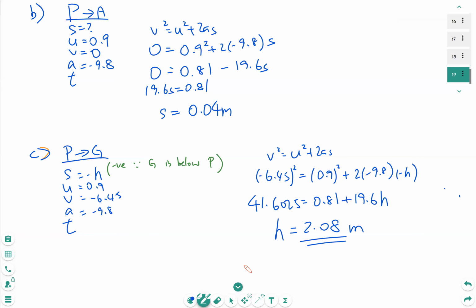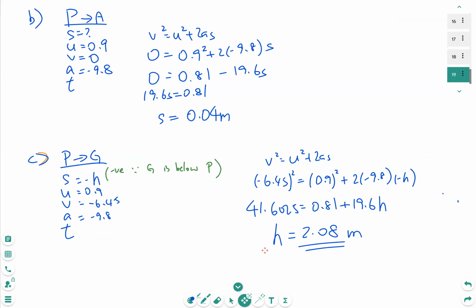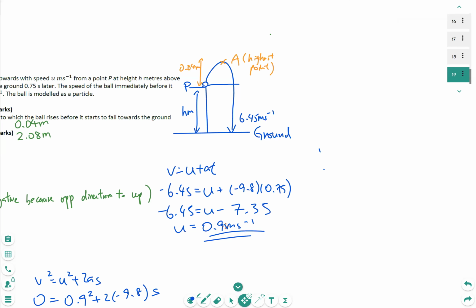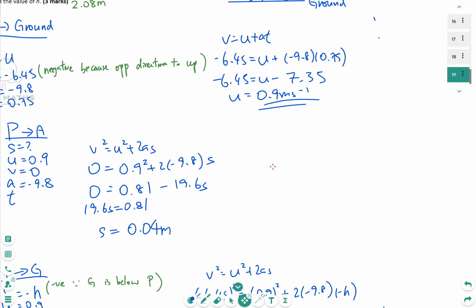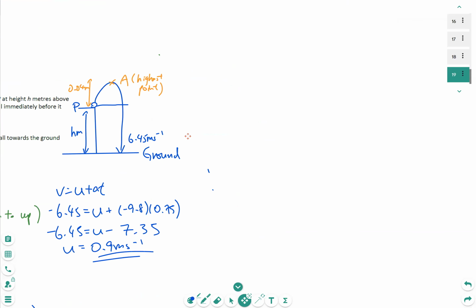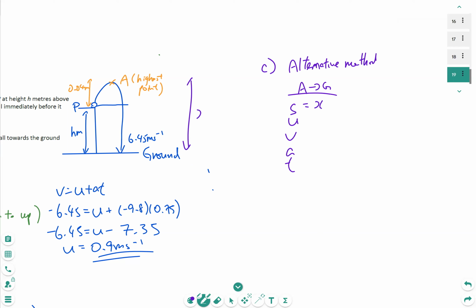Okay. All right. So for those who are wondering, how do we work out from A to G? I'll also show you for part C, but basically that's all you need. The main part is negative H. So how do we work out from A to G? I'll show you as well. So for part C, alternative method, from A to G. See that? The displacement from A to G, let's say it's just x meters. So the whole thing is just x meters.